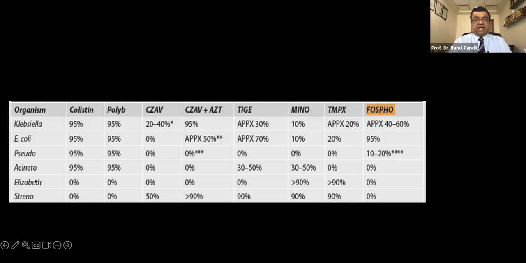The other two organisms, thankfully, are low, Elizabethkingia and Stenotrophomonas. But again, Stenotrophomonas can be treated quite effectively with the combination of ceftazidime avibactam plus aztreonam, whereas tigecycline, minocycline, and trimethoprim sulfamethoxazole are quite good for that. For Elizabethkingia, you will be left with either Bactrim or minocycline as a preferred combination.